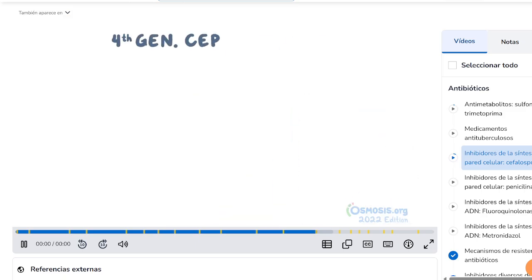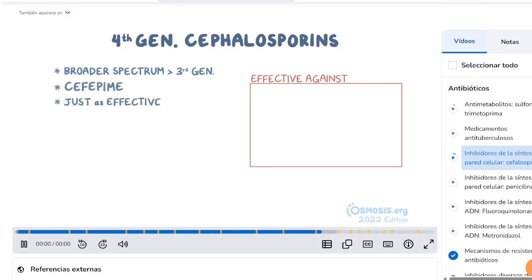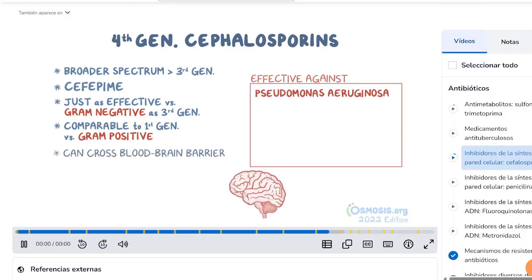Next are the 4th-generation cephalosporins, which are an upgrade over the 3rd-gen, and have an even wider spectrum of activity. The main medication in this class is cefepime, which is just as effective against gram-negative bacteria as the 3rd-gen cephalosporins. Plus, it's also comparable to 1st-gen when it comes to gram-positive infections. It's also effective against Pseudomonas, and it also crosses the blood-brain barrier. Cefepime is often used to treat the same infections as the 3rd-gen, like meningitis.